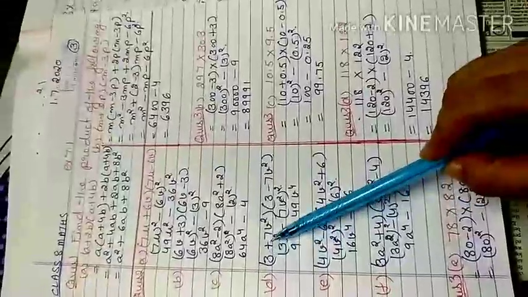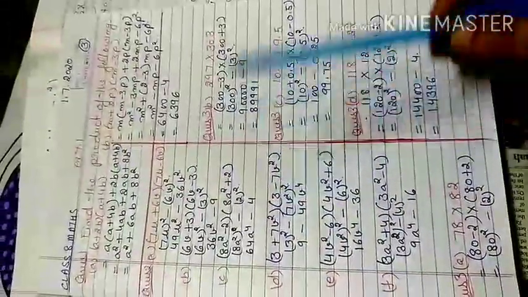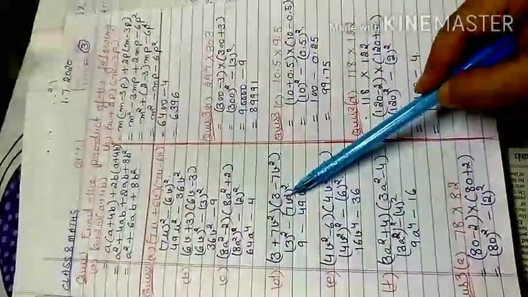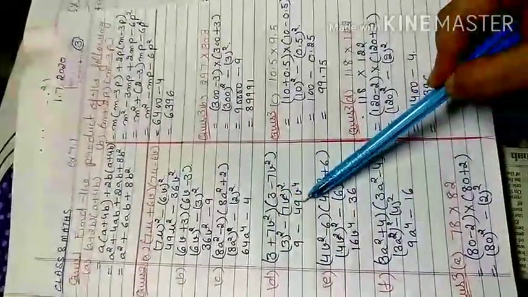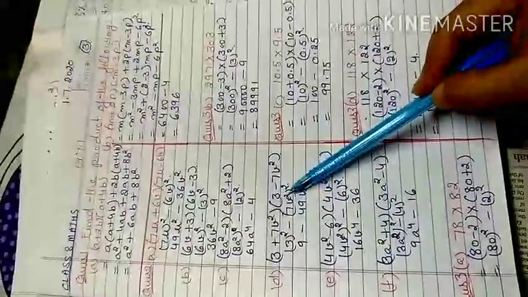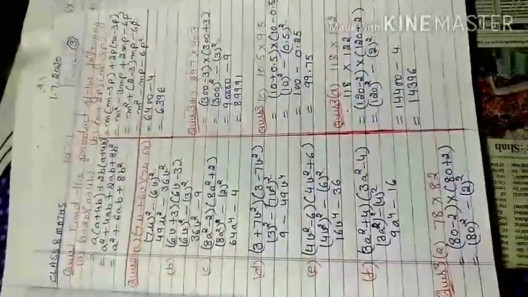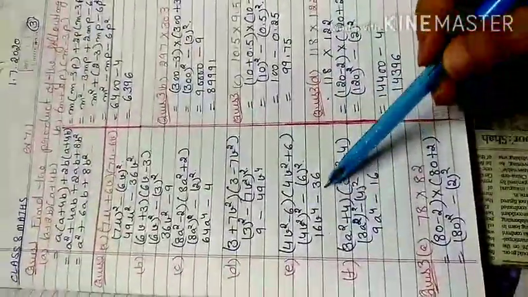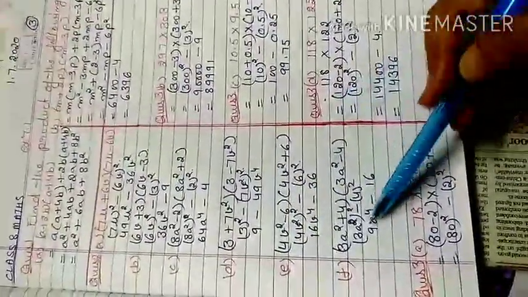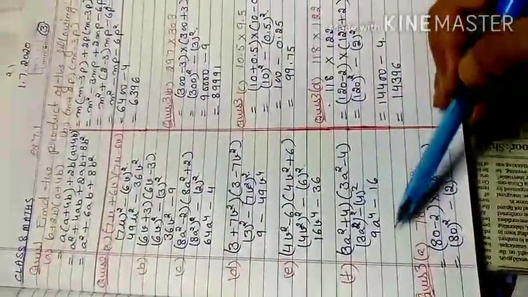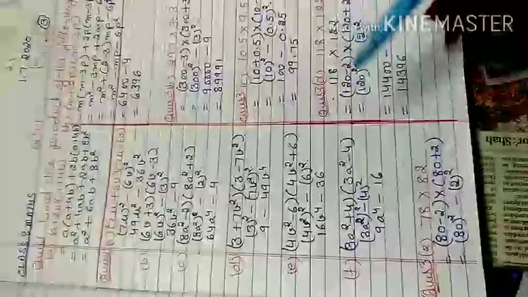Now similarly, (3 + 7b square)(3 - 7b square) gives 3 square minus 7b square whole square. 3 square gives me 9, 7 square gives me 49, and b square with the outside power 2 gives me b to the power 4. Similarly, the other terms give you 16b to the power 4 minus 36, 4b square whole square minus 6 square, and 3a square whole square minus 4 square is 9a to the power 4 minus 16.